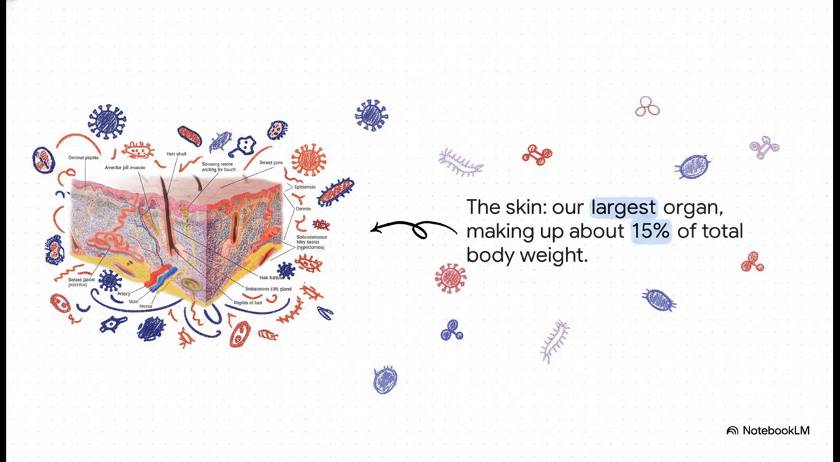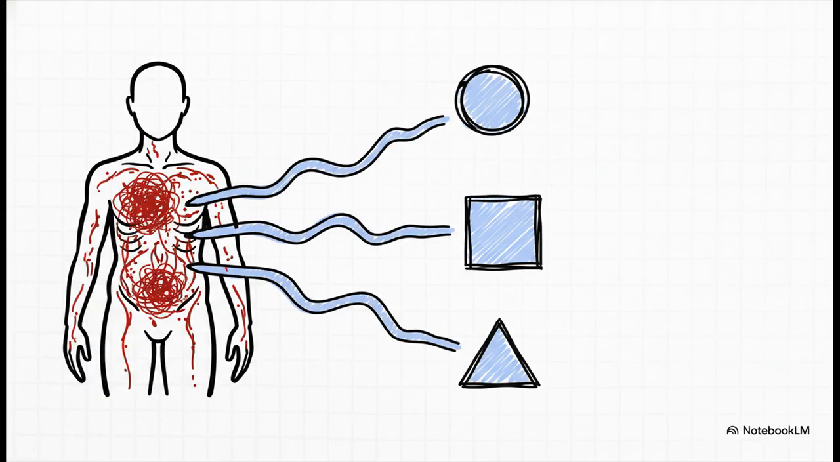So let's meet the main character in our story today, the skin. And it is not just some simple covering. Get this, it's our body's largest organ. It makes up about 15% of our total body weight. So just think of it as this complex, multi-layered battlefield where the signs of an internal fight can become totally visible.